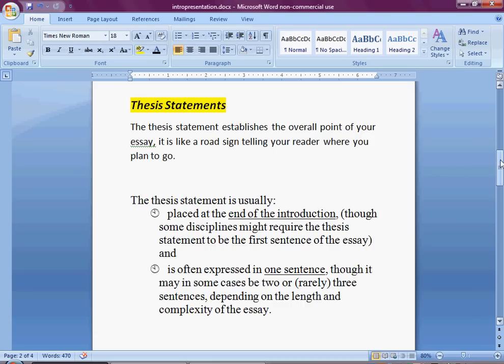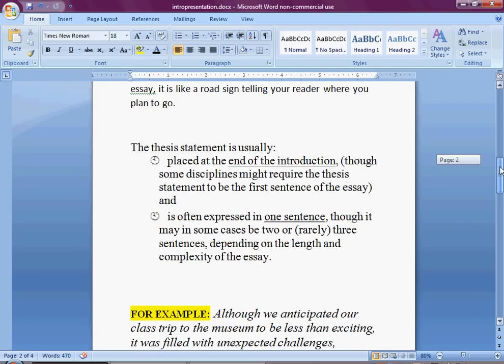We'll take a look at an introduction here in a second, but let's talk about thesis statements as well, since the thesis statement comes at the end of your introduction. The thesis statement basically establishes the overall point of your essay. It's like a road sign telling your reader where you plan to go, where you plan to take them, what's going to come up. It's a real small snippet to entice them to read the rest of your essay or whatever it is you're writing.